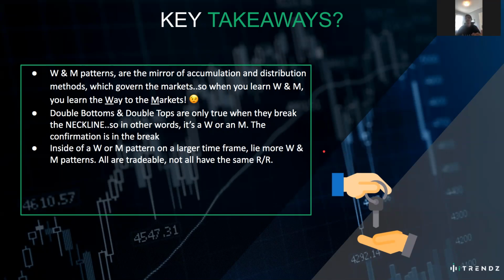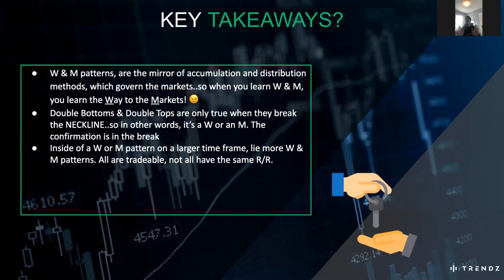So if you took anything from this, W&M patterns, they're the mirror, right? They're the direct reflection of the accumulation and distribution methods, and those govern the markets. So when you learn W&M patterns, you learn the way to the markets. Double tops and double bottoms, another really important thing that I want you guys to get is that they're only true when they break the neckline. So in other words, you're just trading a W&M. So don't trade double tops and double bottoms. Recognize that this is a double top and that this is a double bottom, but trade the W&M pattern, or trade the bull flag or bear flag of a failed double top or a failed double bottom.